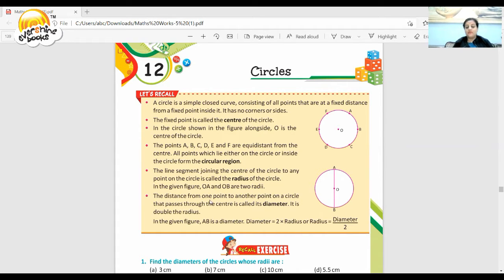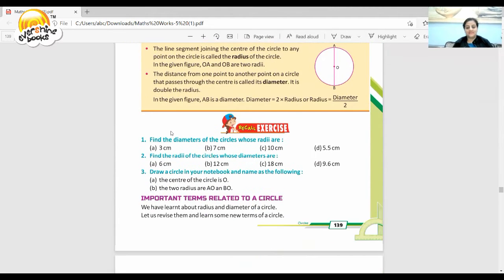The line segment from one point to another point on a circle that passes through the center is called the diameter. It is double the radius. Simple. So in the given figure, AB is a diameter, and diameter equals 2 into radius, or radius equals diameter upon 2. Okay, now we are going to do the recall exercises first.